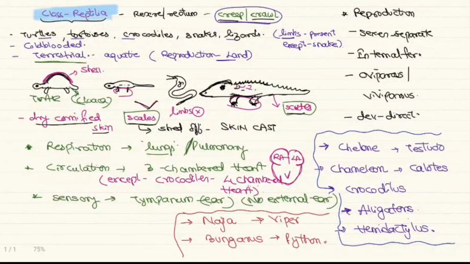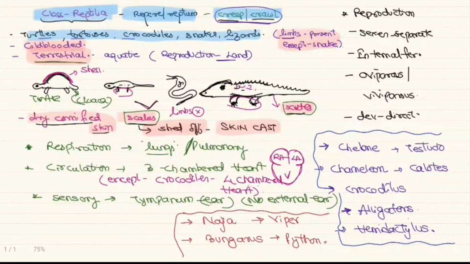So let's quickly revise the class Reptilia. The word comes from the Latin term reptum, which means to creep or to crawl. The common types of animals are turtles, tortoises, crocodiles, snakes, lizards, and others. Limbs are present except for the snakes. The reptiles have a dry cornified skin covered by scales or larger plates called scutes. Animals like lizards and snakes shed off these scales periodically, that is, they go for skin casting.